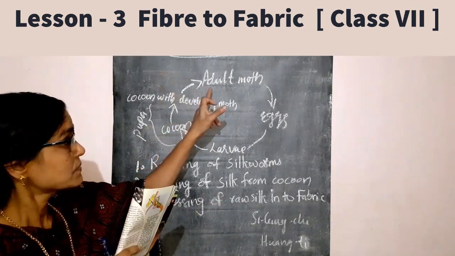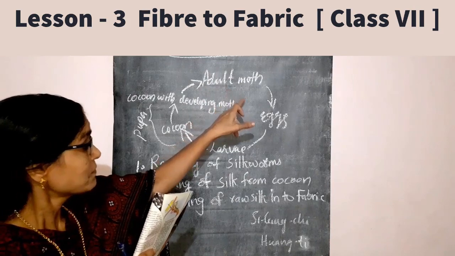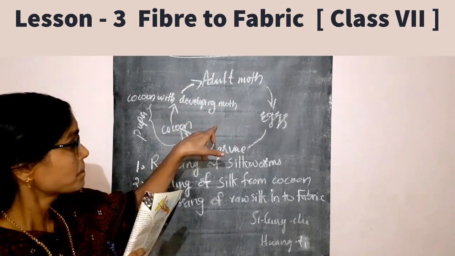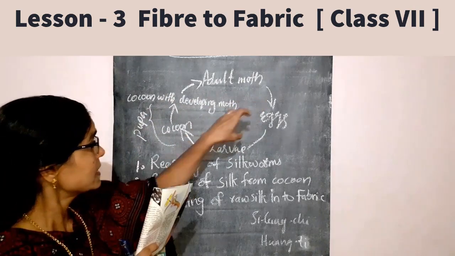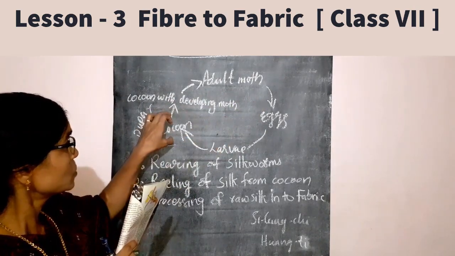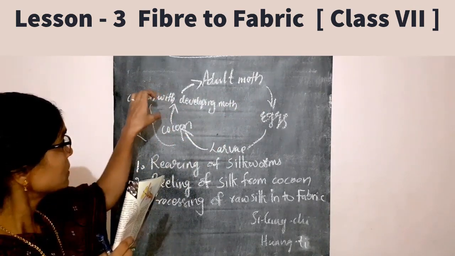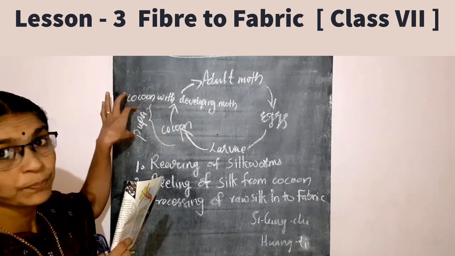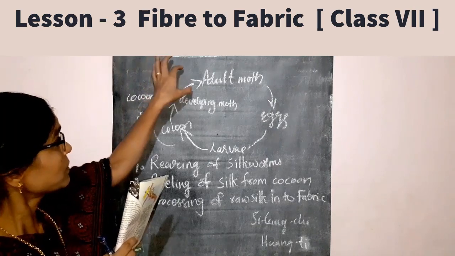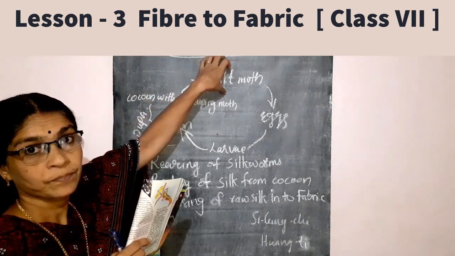Students, last class we discussed the life history of silk moth. These are the main stages: egg, larvae, cocoon. The moth is developed inside the cocoon. That stage is together known as pupa. Then after that, adult moth.